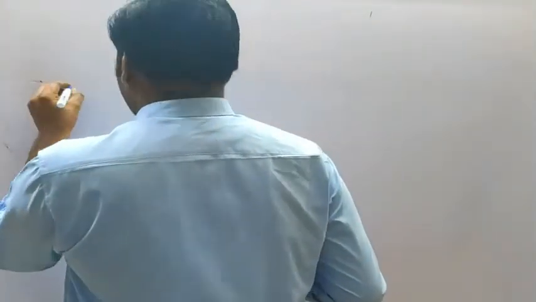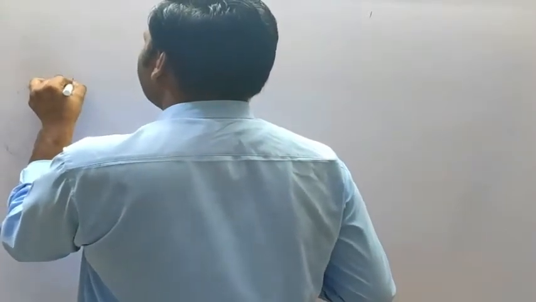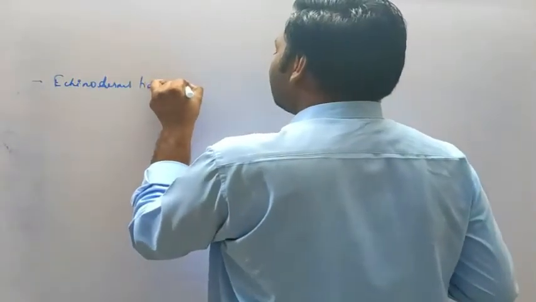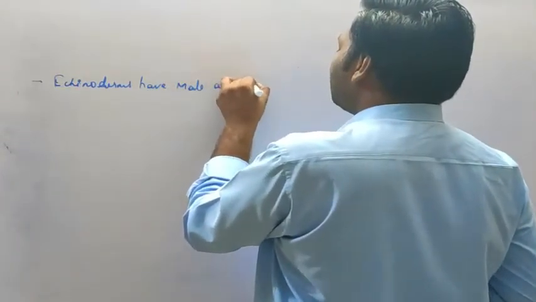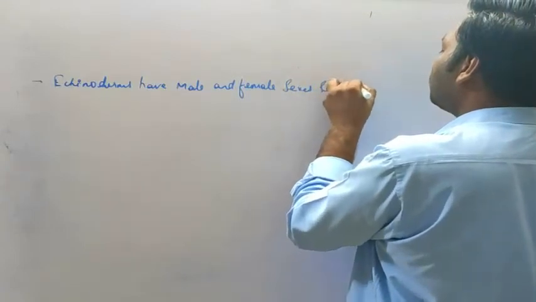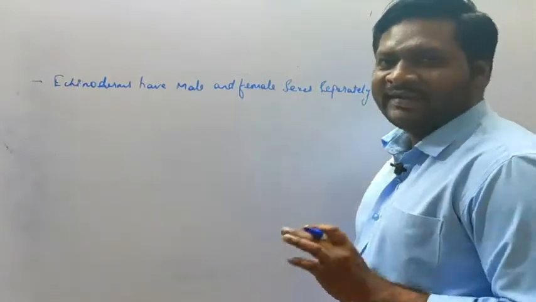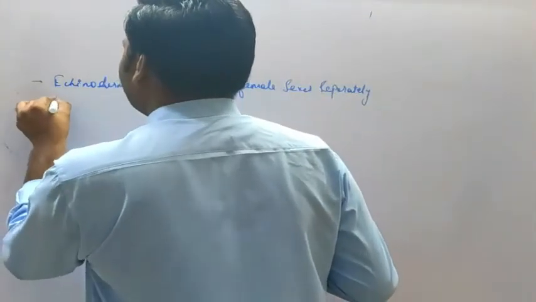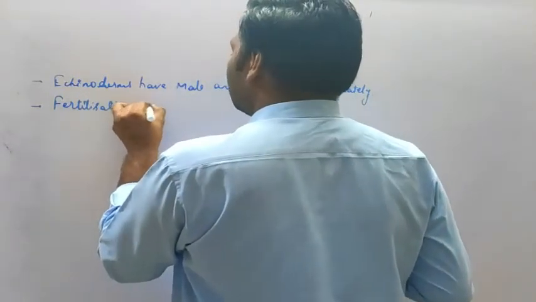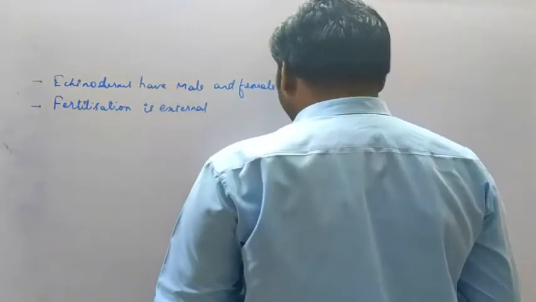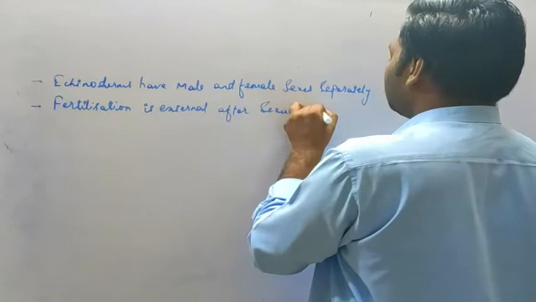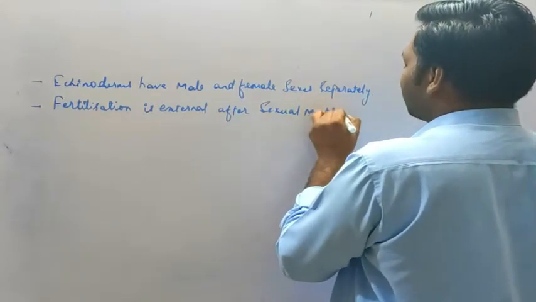In Echinoderms, male and female sexes are separate. Okay, so male and female are separate in the case of Echinoderms. The next: fertilization is external after sexual mating. So fertilization can be seen as external in the case of echinoderms.